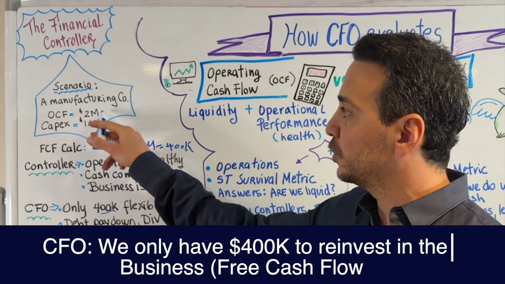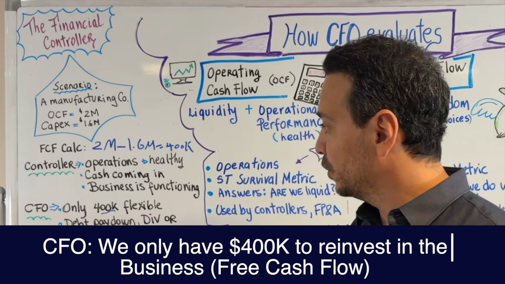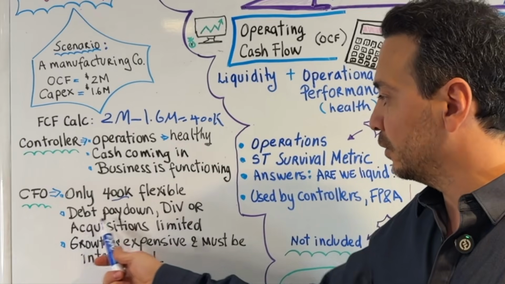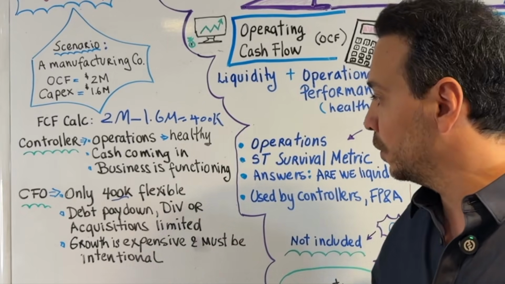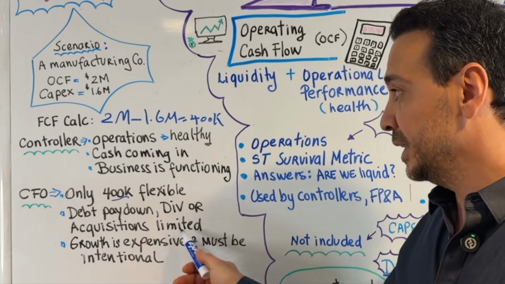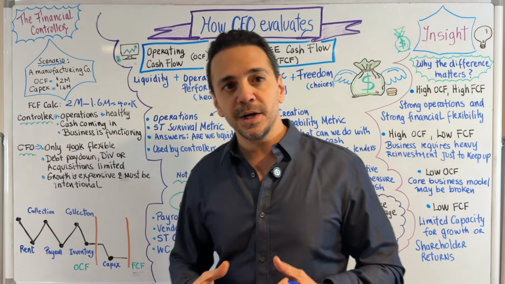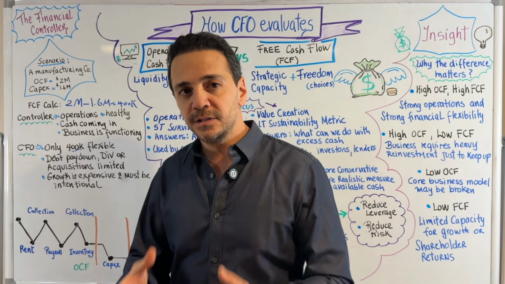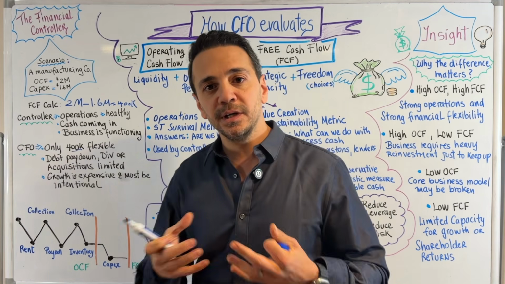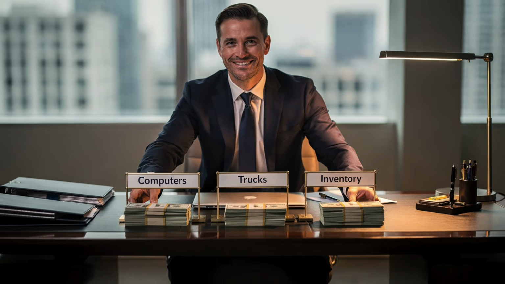We don't have the entire $2 million. We only have $400K in free cash flow that is available to us to reinvest in the business. So our ability to pay down debt, pay dividends to shareholders, and do acquisitions that are strategic for the business is going to be limited to that $400K. And because growth is expensive and requires reinvesting in the business, a CFO looks at this and says, I have $400K and I need to be careful in how I allocate this capital to reinvest it back in the business.